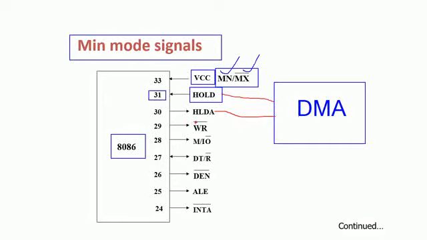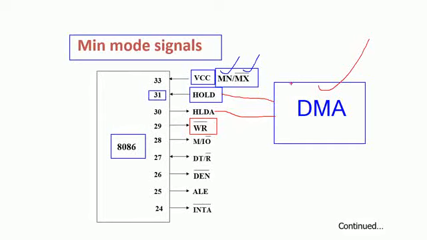So the next case is the WR pin. WR pin is nothing but the write operation. Remember, let us suppose the DMA controller has control over the system bus. It has generated the hold signal to the microprocessor, and the microprocessor has generated the acknowledgement signal to the DMA. So now, who has control over the system bus? The DMA controller has control over the system bus.